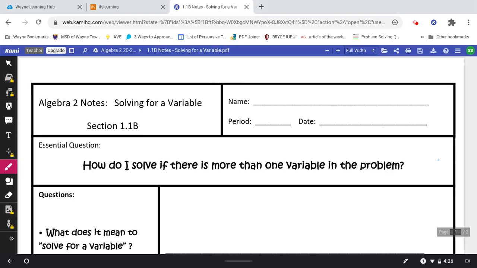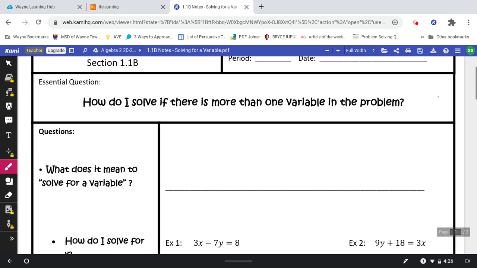Okay, here are the 1.1b notes. This is all about solving for a variable in an equation. So what does it mean to solve for a variable? If it says solve for a variable, it means they want you to get one variable by itself.